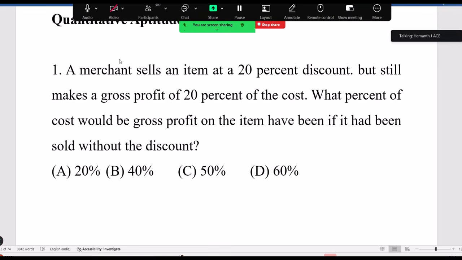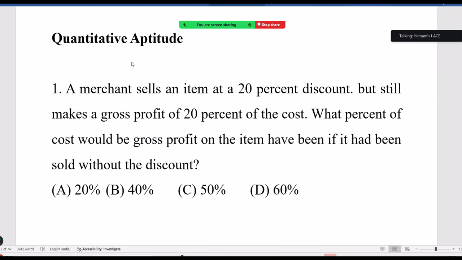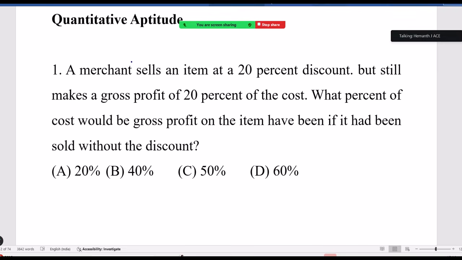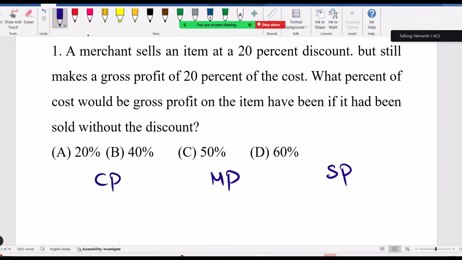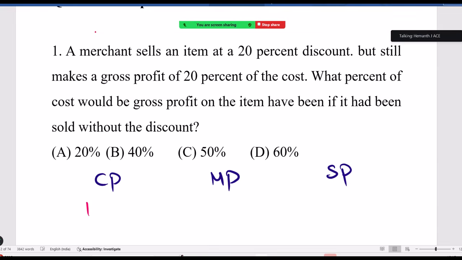As all are in percentages, you have the advantage of using any values. We don't know the cost price, the marked price, or the selling price. They said a 20% discount is given, and they got 20% profit also. If the cost price is 100, then the selling price will be 120, because of the 20% profit they mentioned. And this 120 is after the 20% discount.